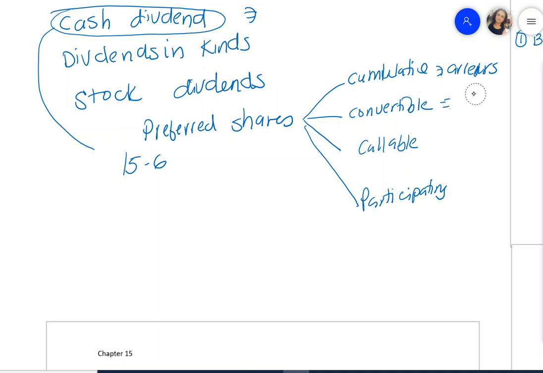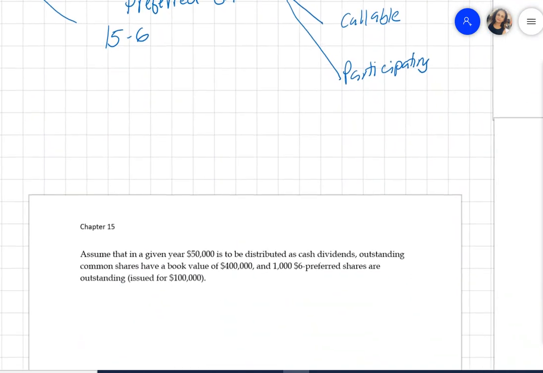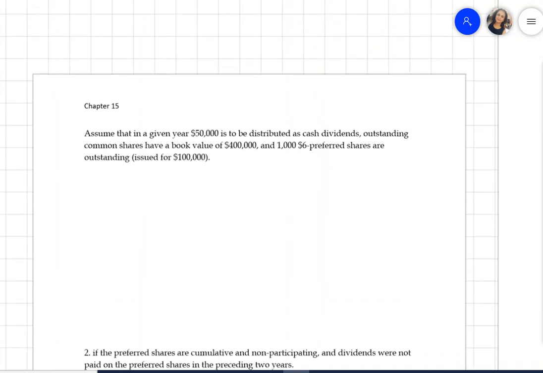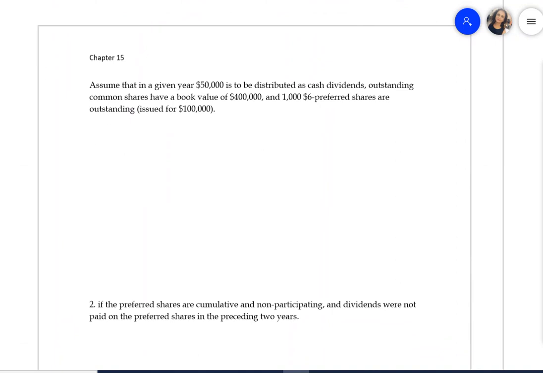Convertible preferred shares can be converted into common shares. Callable means the issuing corporation can call or redeem its shares. We'll be learning a little bit more about it in chapter 16. And then we have participating preferred shares, which share in profit distributions that are higher than the prescribed rate of the preferred share. They want the same rate as the common shares. We'll be learning what it means to be participating, fully participating, and cumulative. That's the next example we will be dealing with when we are talking about preferred shares dividends.